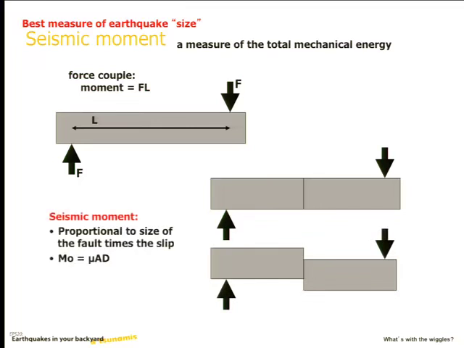The seismic moment is proportional to the size of the fault times the slip on the fault. So seismic moment is defined as a constant, which I'll come back to, times the area of the fault that slipped, times the average displacement on the fault. That's the definition of seismic moment. This mu here is the shear modulus, so that's a scaling constant. So seismic moment is the shear modulus times the area of the fault that slipped, times the average amount of slip on the fault. That's the definition of seismic moment.